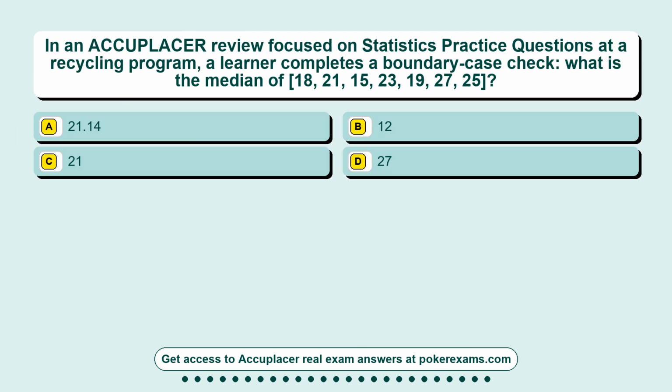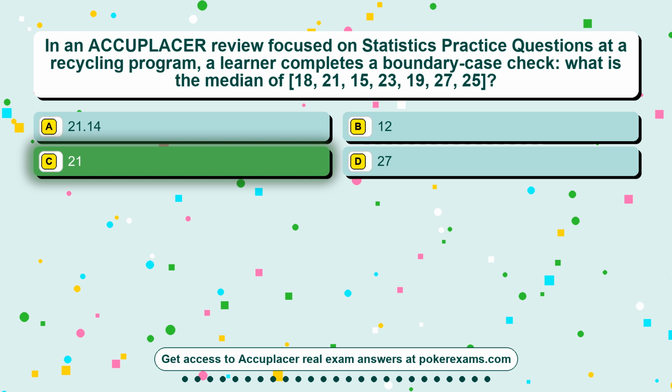Question 14. In an Accuplacer review focused on statistics practice questions at a recycling program, a learner completes a boundary-case check. What is the median of 18, 21, 15, 23, 19, 27, 25? Option A, 21.14. Option B, 12. Option C, 21. Option D, 27. The correct answer is option C, 21.